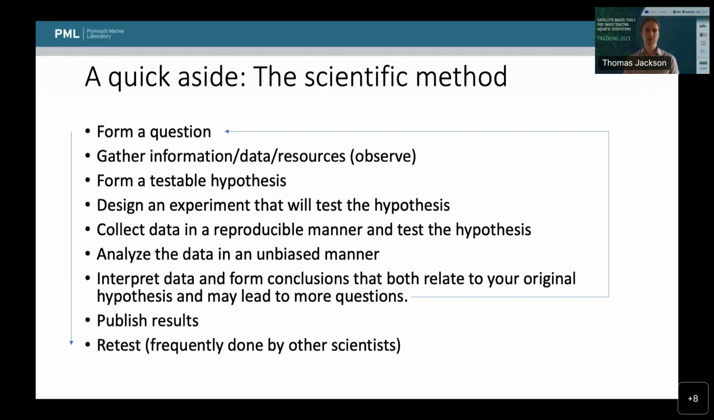Usually that involves designing some sort of experiment, or if not an experiment, some exercise with a testable objective. And then you go out and you test your hypothesis. Once you've got your data and you've analyzed it, ideally in an unbiased manner, you interpret that data and form conclusions that you can share with the rest of the community. Often that's the point at which you just have more questions. That's part of the joys of science: with every answer, sometimes you have another thought and another question. And you can go around that loop a number of times. Ideally, you can publish your results and then your results can be retested by the rest of the scientific community, adding credence and validity to those results.